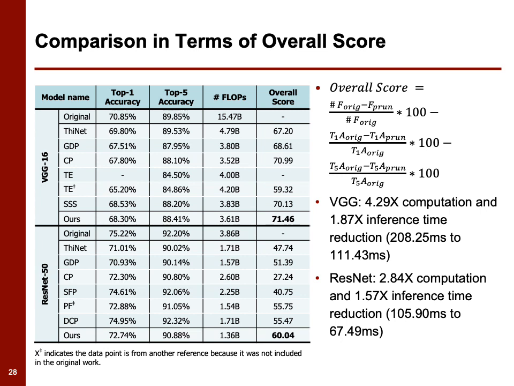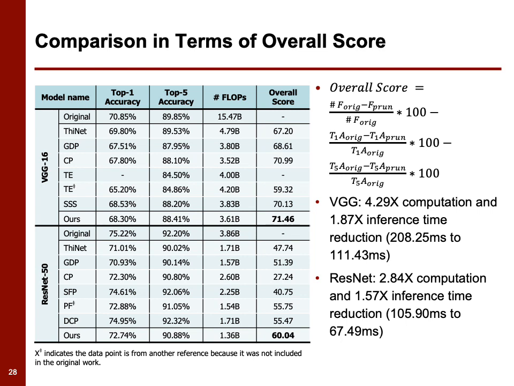The overall score is defined as shown in the equation, where F indicates the number of FLOPs, and T1A and T5A indicate top 1 and top 5 accuracies. The score emphasizes that more reduction in computation with less degradation in accuracy is desired for each pruned model. Thus, a higher overall score is better. Clearly, with the statistics listed in the table, our pruned model achieves the highest score.